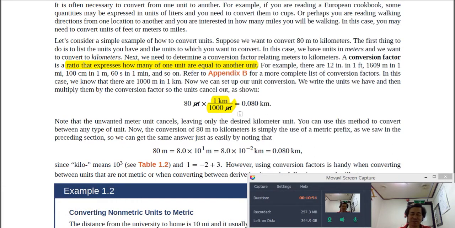For instance, 1 kilometer is 1,000 meters. So 1 kilometer divided by 1,000 meters is 1. This is called a conversion factor. So if you want to express 80 meters in terms of kilometer, then we multiply 80 meters by a conversion factor, 1 kilometer divided by 1,000 meters. Then the meter unit is cancelled, so we find 0.080 kilometer. So we can convert the unit from meter to kilometer.